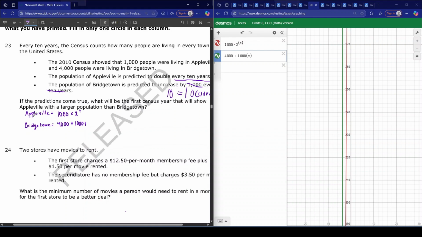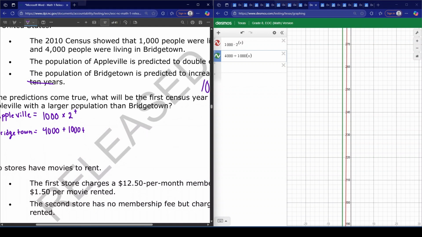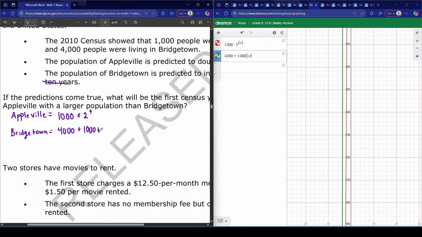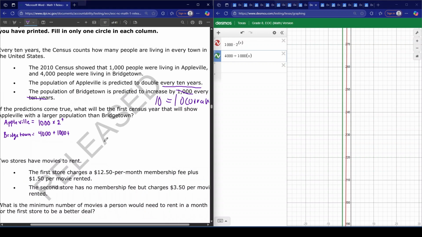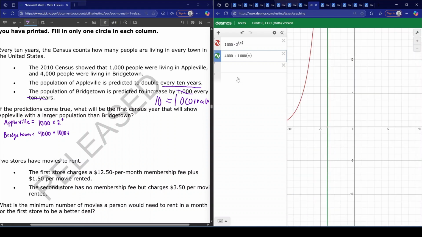So here are the equations we will be using. 1,000 times 2 to the t power for Appleville, and 4,000 plus 1,000 times t for Bridgetown. All it's doing is visualizing the information that we're given. If we go over to Desmos, we don't really want to use x as a placeholder, we much more want to use numbers.